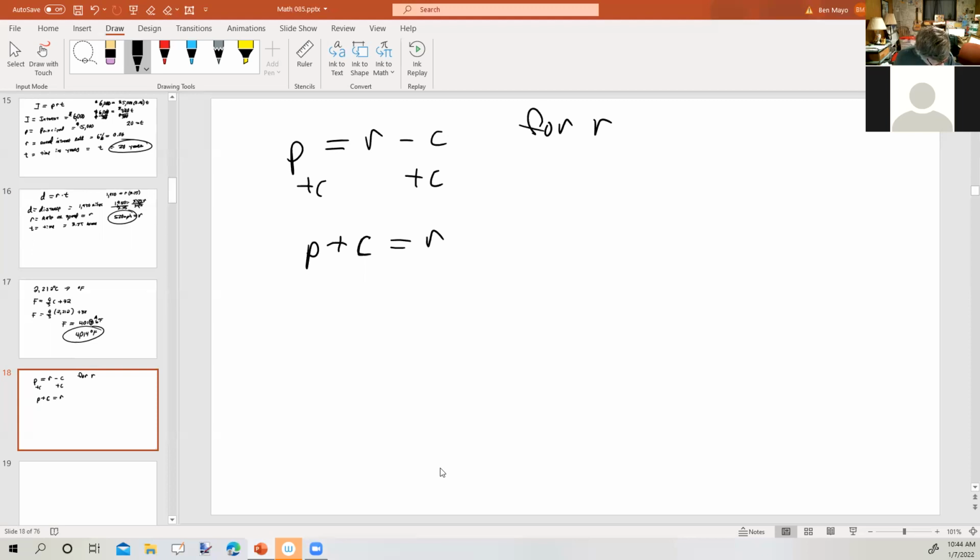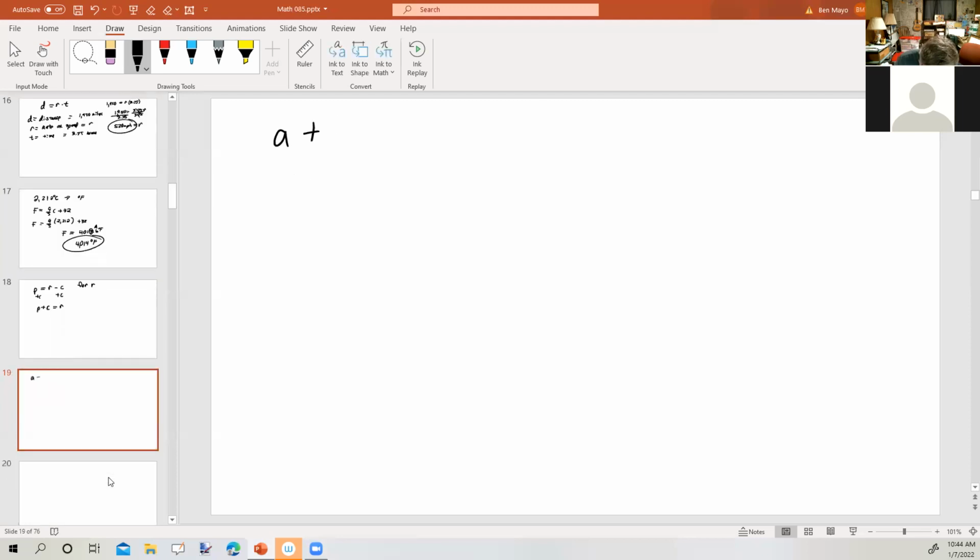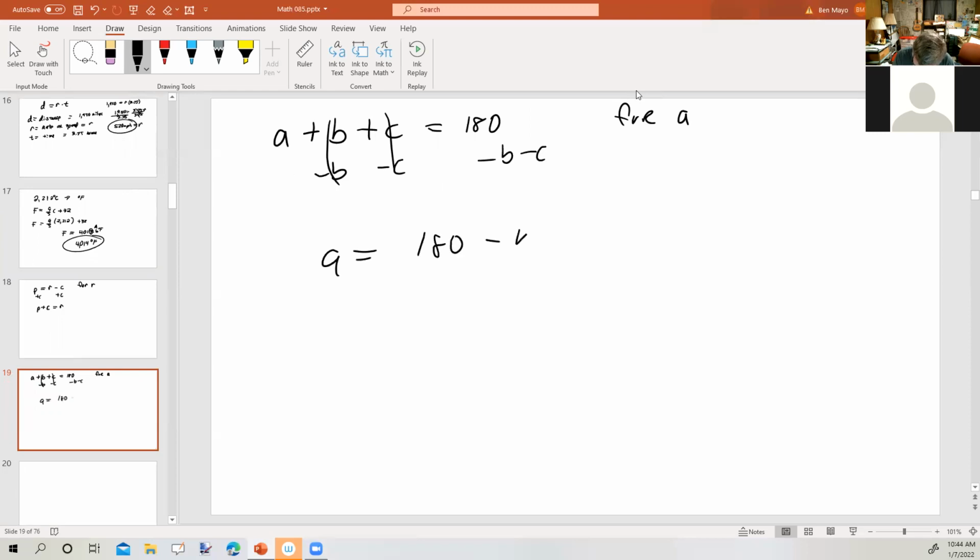Okay. Let's see here. A plus B plus C equals 180. We are to solve for A. So I need to get rid of B and C from the left side of the equation. So I'll subtract B and I'll subtract C. So A equals 180 minus B minus C. Any questions about that?